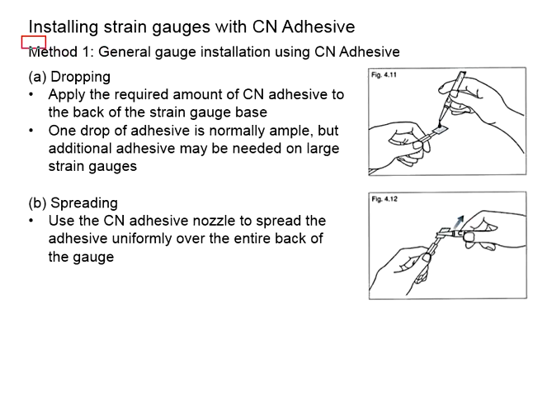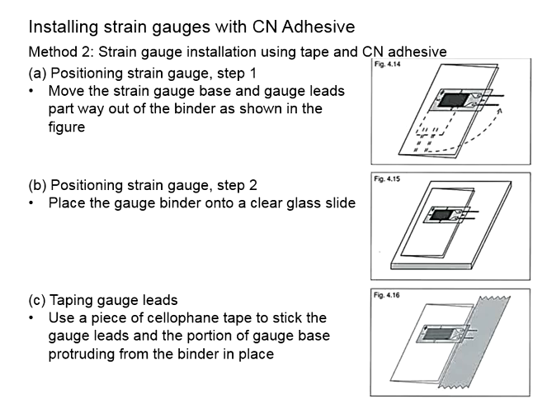The one that we discussed just now is method 1, which is the general installation of strain gauge using CN adhesive. There is another way to install the strain gauge. Personally, I feel this method is more professional, and if you do it properly, the quality of installation, especially the accuracy in terms of installation at the right positions, will be better. This method is about installing strain gauge using tape and CN adhesive. Let us look into it one by one.